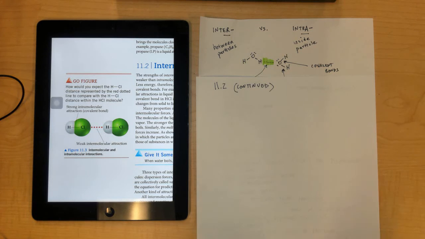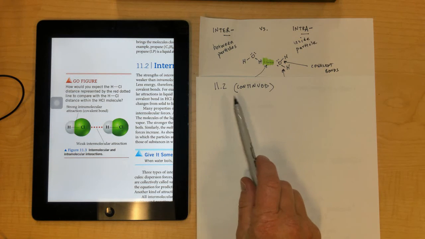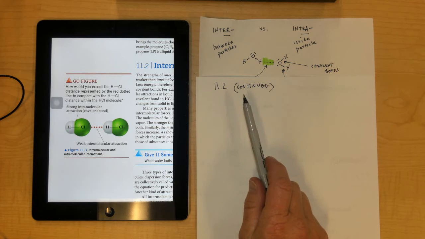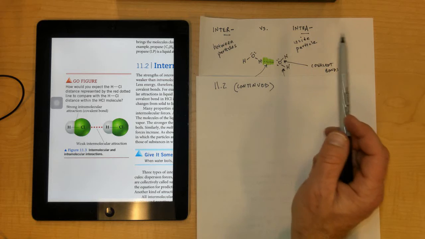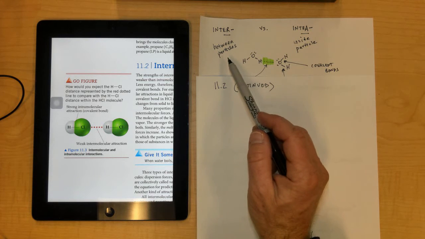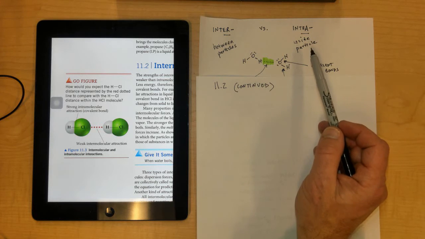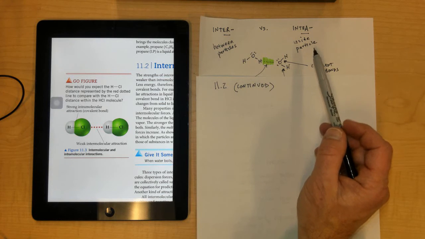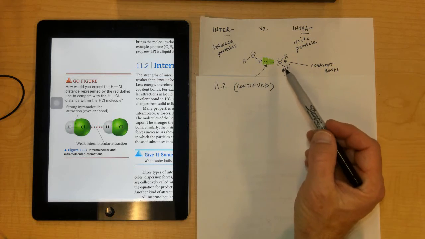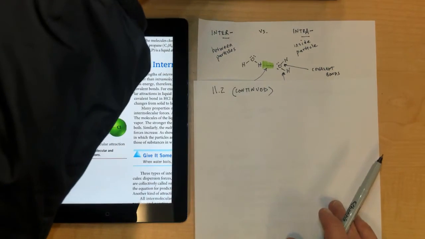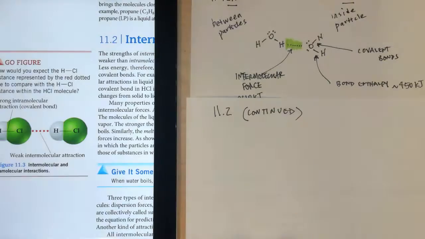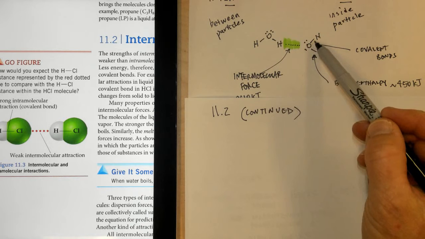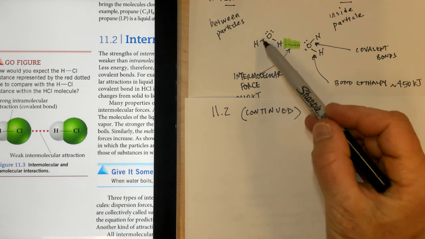All right, so let's continue our discussion of Chapter 11, Part 2.2 with inter versus intramolecular forces. Intermolecular forces are between particles, and intramolecular forces are the ones that are inside the particle. For example, in an H2O molecule that I have drawn right here, you can see that the dashes right here are the covalent bonds, and these are the intramolecular forces right here, right here, right here.